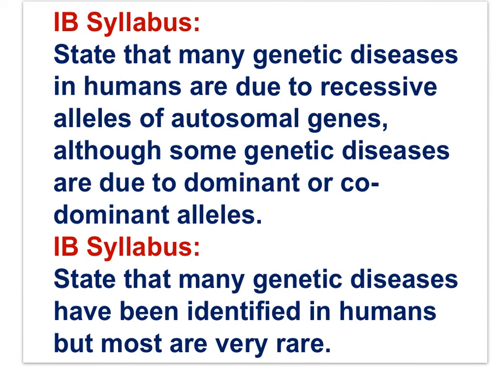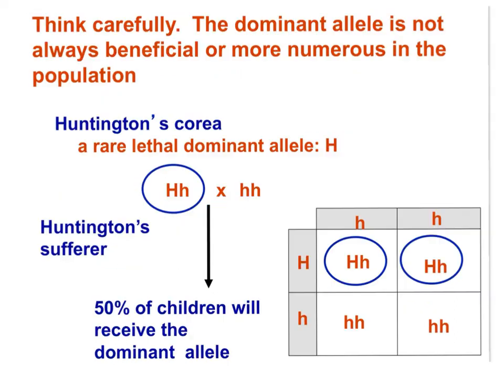So let's look at disease that results from dominant alleles. You might be surprised that some dominant alleles cause disease, but it's important that you do not assume dominant alleles are always beneficial or in high frequency in the population. Too often, young students of biology want to think of dominant alleles as always beneficial or always higher in frequency. The frequency of alleles in the population is determined by natural selection, not whether it's dominant or recessive.